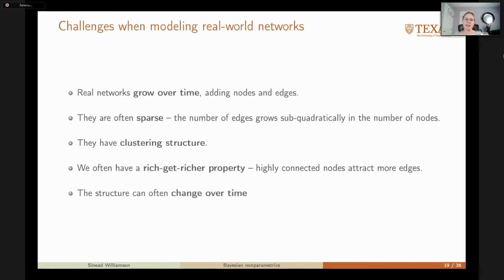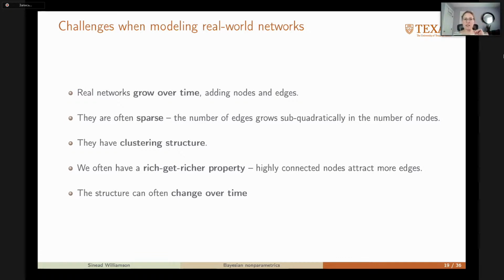Now, these networks have a number of properties that we might want to model. So they grow over time, right? We have both new edges appear, new connections between people who weren't previously connected. But we also have new nodes appear. We have people joining Twitter, people joining an email network.